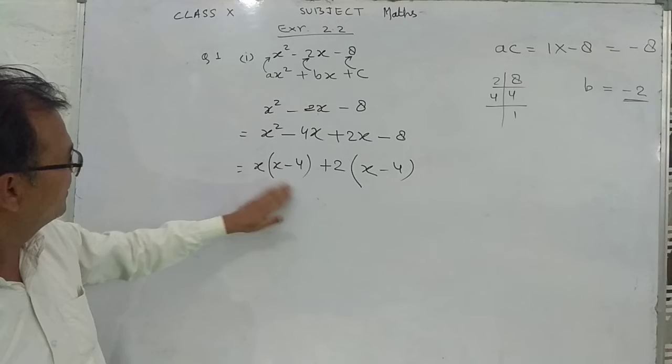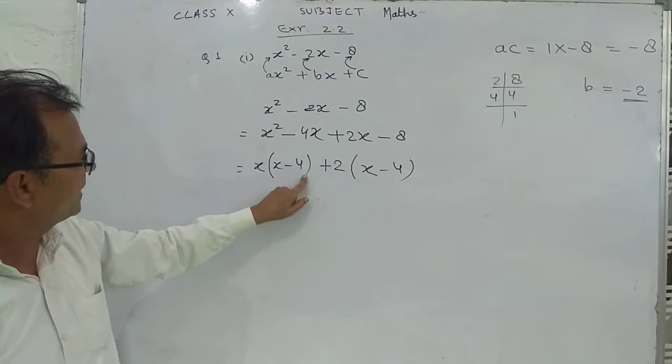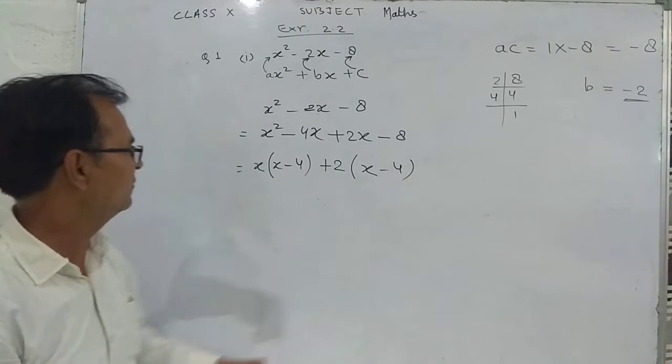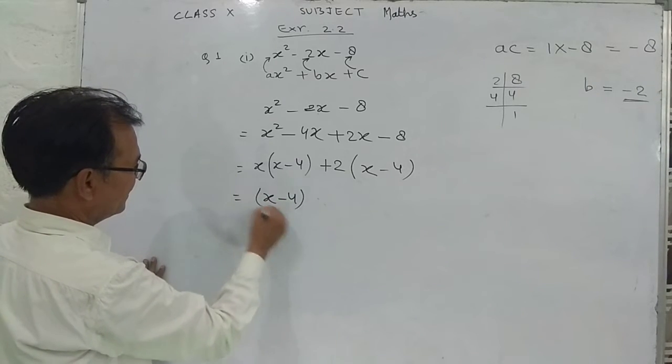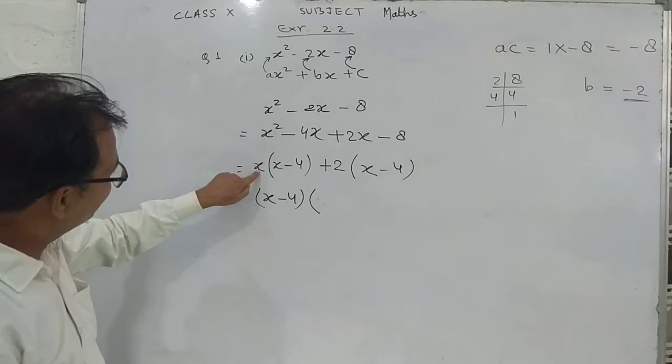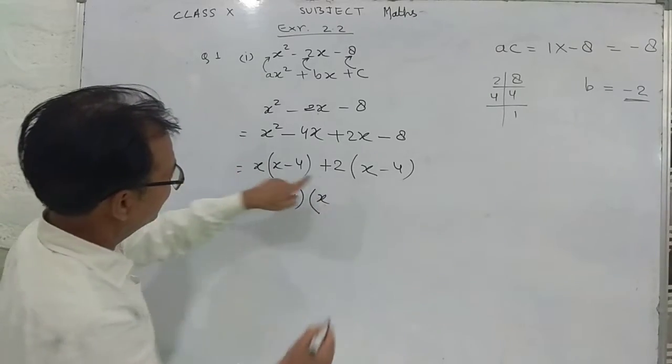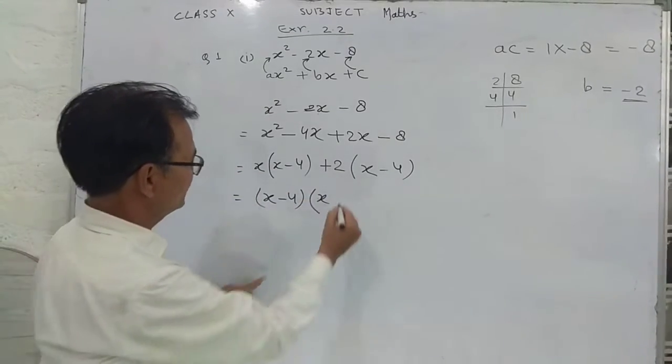Now look here, x minus 4 is again common, and the left factor here is x and in this group is positive 2.